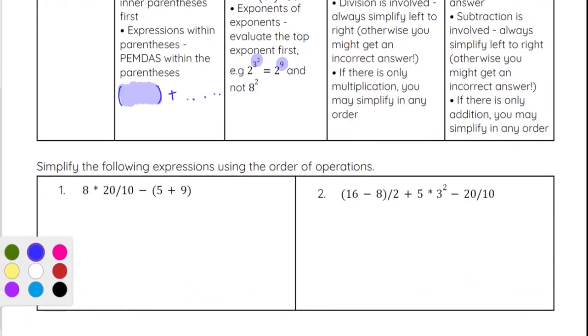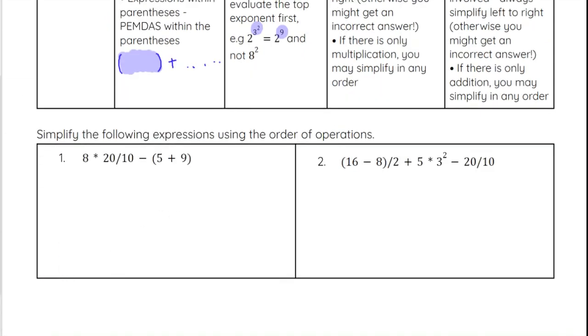So let's take a look at these two examples here. So we're going to simplify the expressions using the order of operations. So first one, we have 8 times 20 divided by 10 minus 5 plus 9 in parentheses. So first thing we want to do, I'm going to write out our order of operations, PEMDAS. So parentheses are first. So first thing we want to do is whatever's in the parentheses. There is only one operation in the parentheses, so we just go ahead and add. Everything else stays the same.